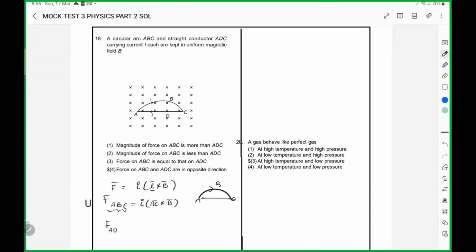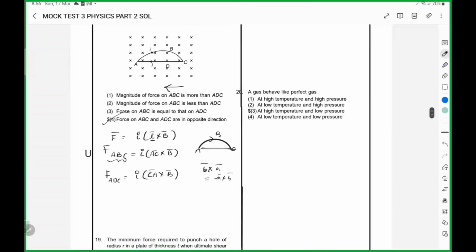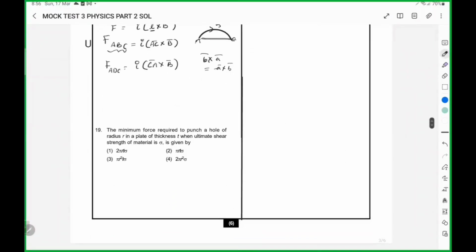Force on ADC will be I times, but here the displacement vector is, as the current moves in this direction, CA bar cross B bar. We know that B cross A is minus A cross B. So the forces acting on the two different conductors are opposite in direction.